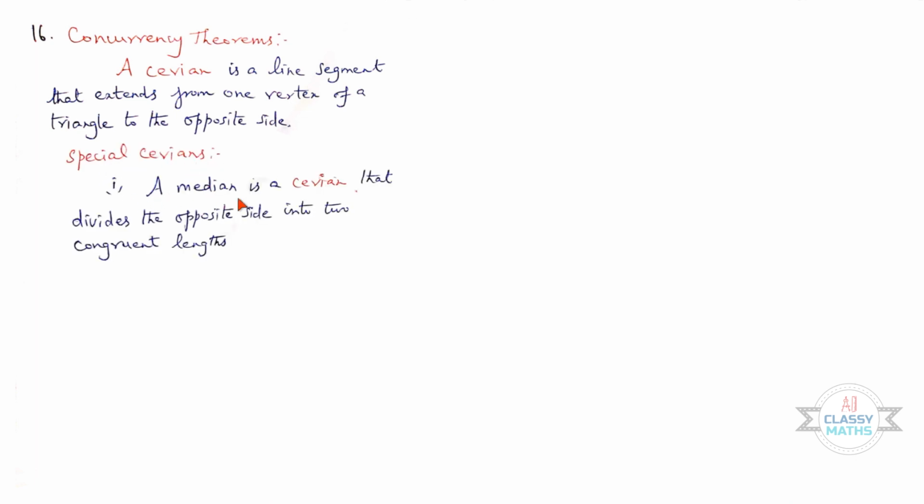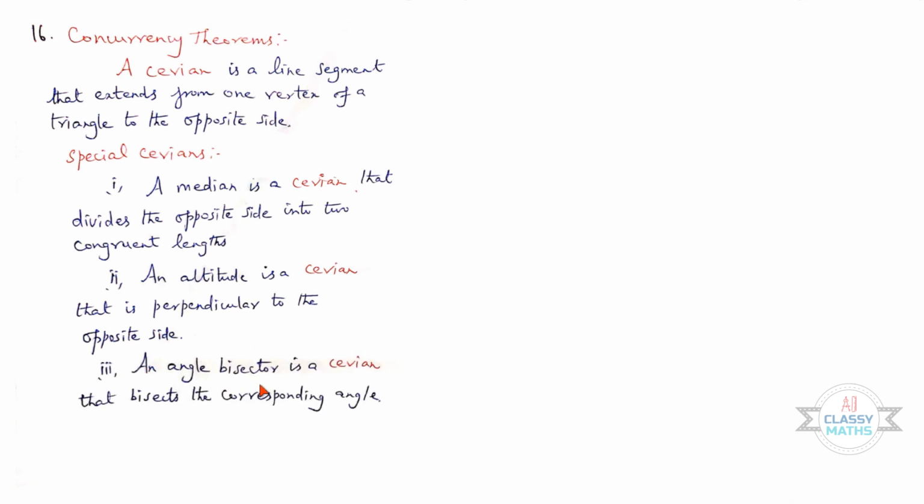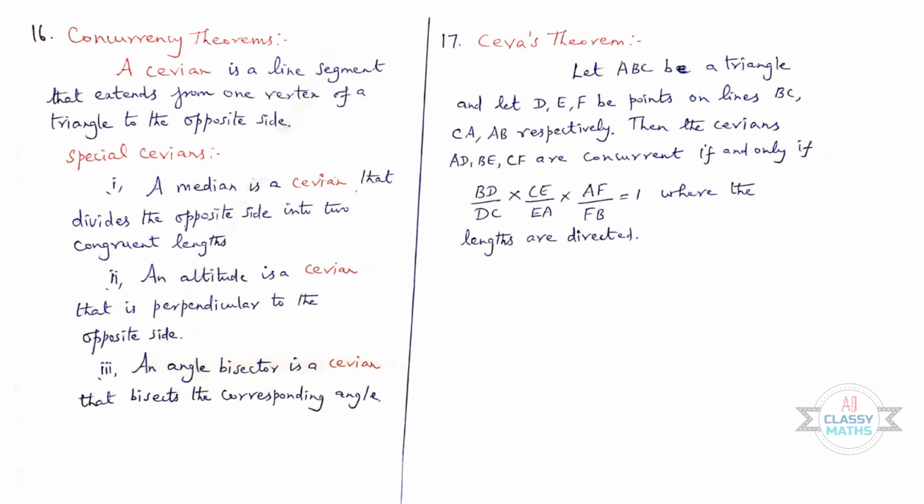First one, a median is a Cevian that divides the opposite side into two congruent lengths. Second one, an altitude is a Cevian that is perpendicular to the opposite side. Next one, an angle bisector is a Cevian that bisects the corresponding angle. Now 17th one, Ceva's theorem.